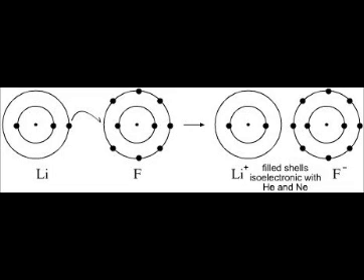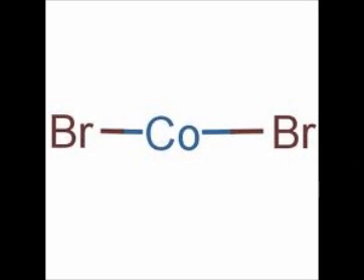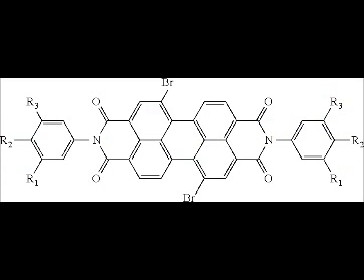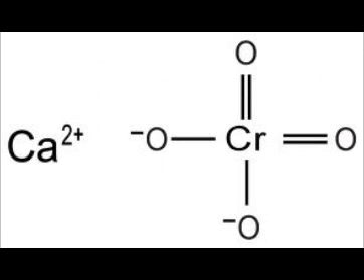Type 1 compounds. The metal present forms only one type of cation. Type 2 compounds are those where the metal present can form two or more cations that have different charges. Type 3 are the compounds that contain only nonmetals. Polyatomic ions are charged entities composed of several atoms bound together.